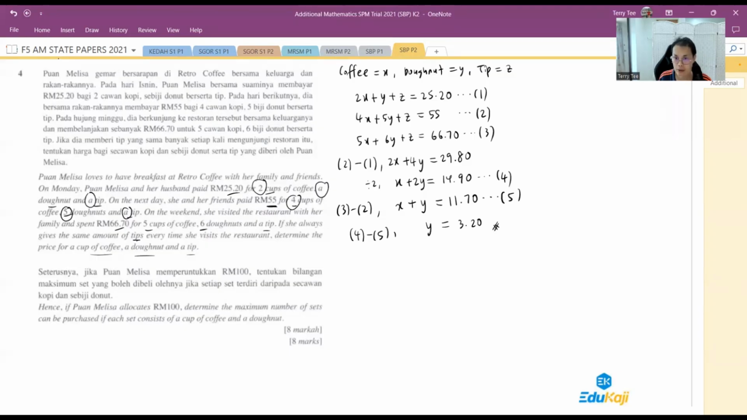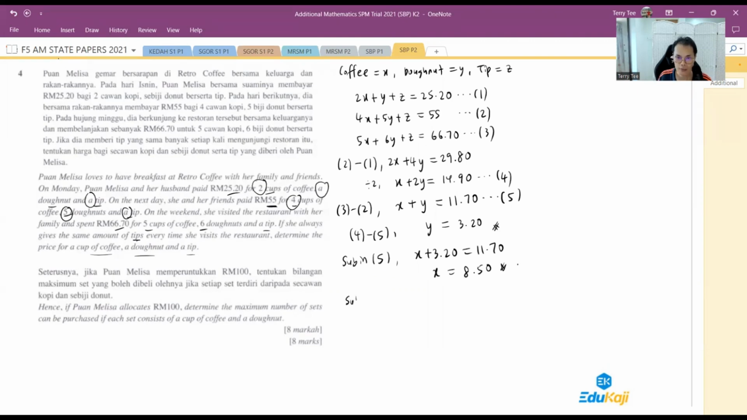Okay. Now, next, I need to find the price of a cup of coffee. So I'll just sub inside equation 5. My x plus 3 ringgit 20 cents is 11.70. So 11 minus 3 is 8. 70 minus 20 is 50. The cup of coffee is priced at 8 ringgit and 50 cents.